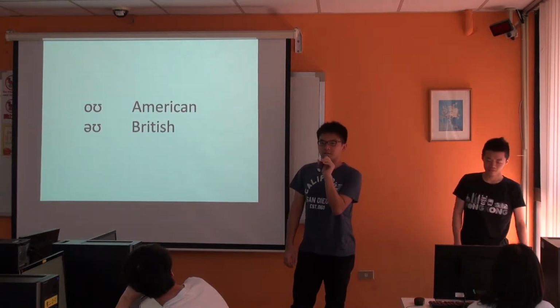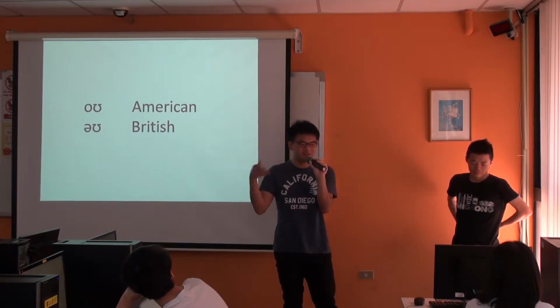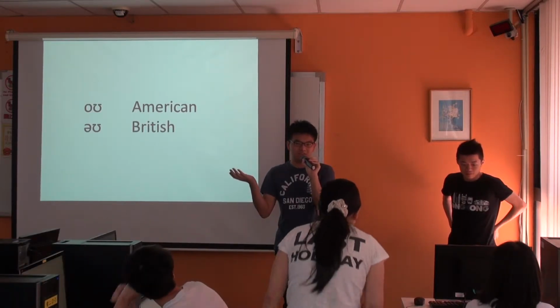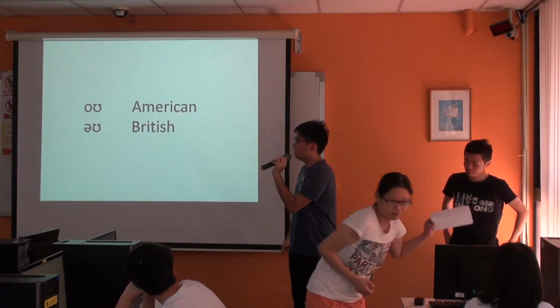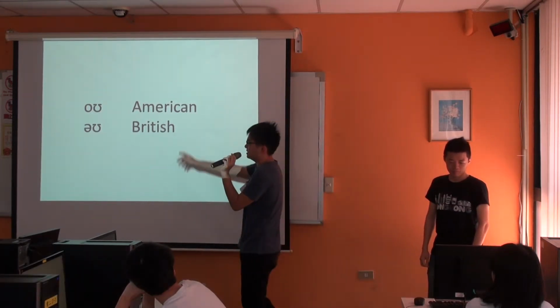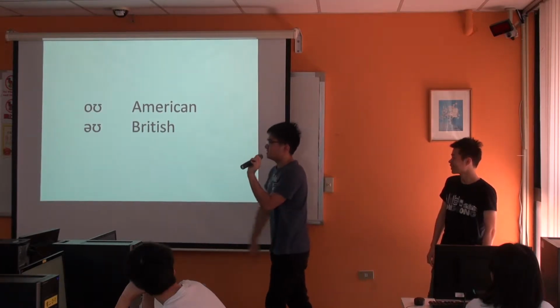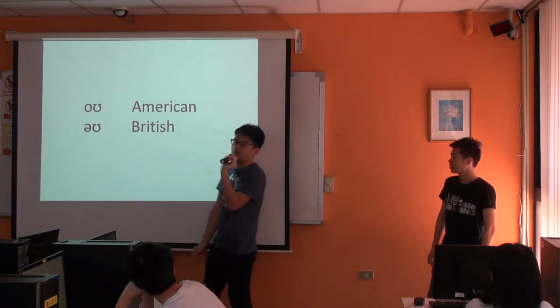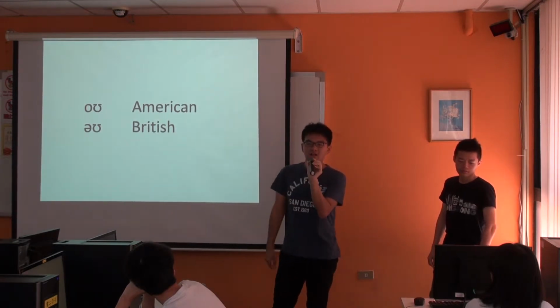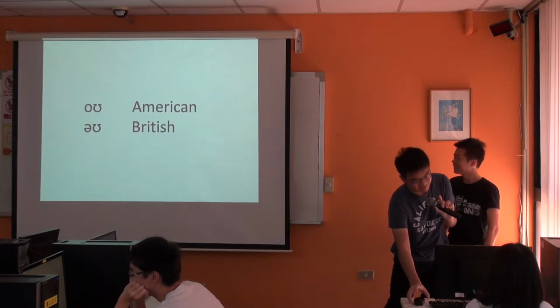Okay, so today my teammate and I are going to present to you the differences between the American accent and the British accent. Now let us start with the sound O. In American, it sounds like O, but in British, it starts with the schwa sound and makes it the sound like O. Yes, and let's just get to some examples.